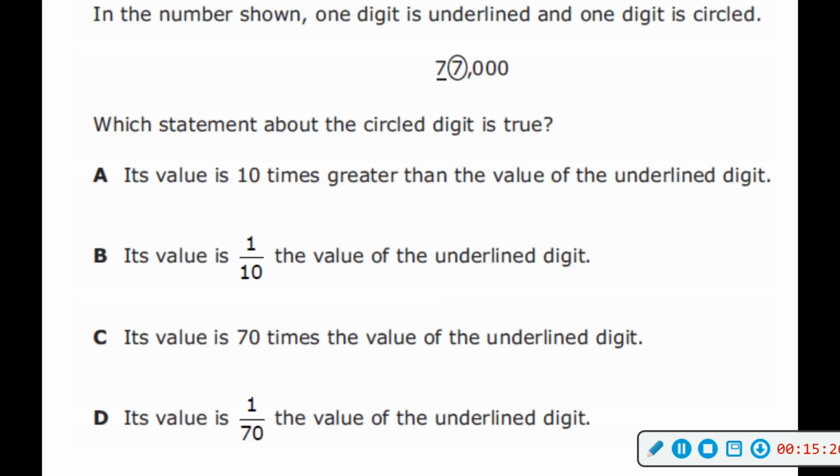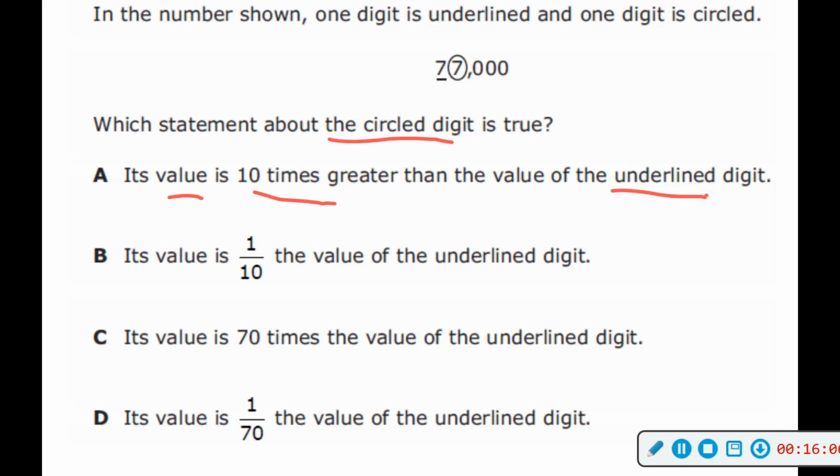If the number shown has a 7 and a 7, both represented as a 10,000s and a thousands, the digit underlined, we know, is the thousands. And the 10,000s is 10 times that amount. So which statement is true about the circled digit? So when you're reading this problem, our huge focus is placed upon the circled digit. Is that circled digit, that value, 10 times greater than the underlined digit?